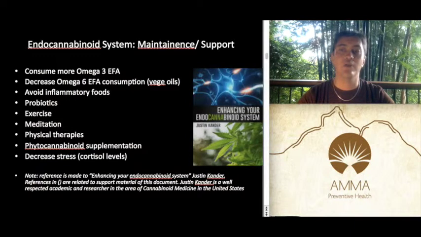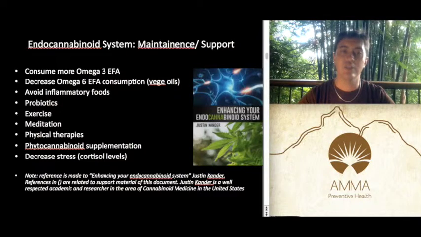So this is probably one of the main indicators that we should be consuming adequate amounts of fish oil supplements to support our endocannabinoid system. Other ways to support and maintain our endocannabinoid system include avoiding inflammatory foods, the ingestion of probiotics, kombucha, kefir, and other naturally fermented foods, exercise, meditation to relieve the stress response, physical therapies such as massage and yoga, phytocannabinoid supplementation, of course the basis of medicinal cannabis, and to decrease stress levels or cortisol levels.